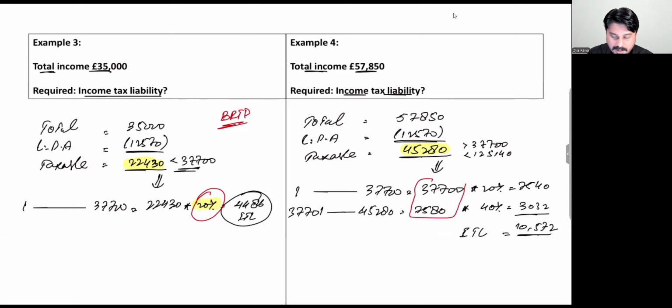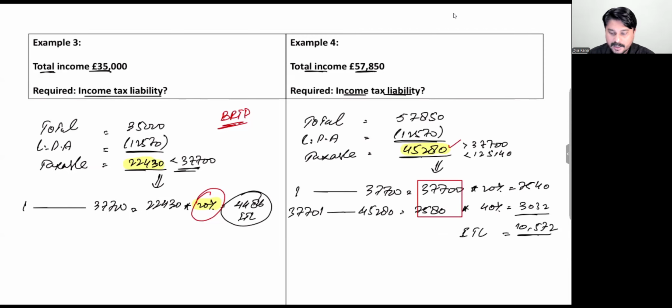And a recheck point: as you have broken down the total taxable income according to the band limits, the sum of these two would be equal to your total taxable income. If you add 37,700 and 7,580, it would be equal to your total taxable income of 45,280. So this is how we apply the tax rates according to the band limits. Don't worry, we have 4 further examples to understand the same concept.